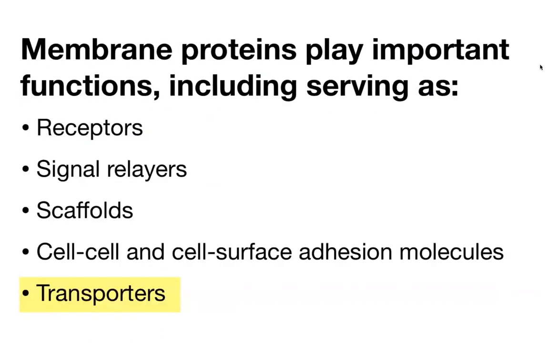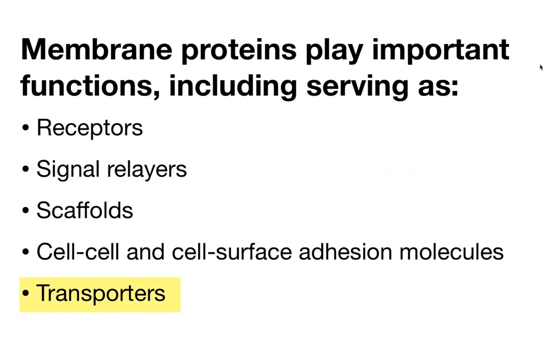There are a huge variety of membrane proteins, and they play all sorts of important roles. These include serving as receptors so they can respond to extracellular signals. And then some serve as signal relayers, so they can work with receptors to respond to those signals. They can also act as scaffolds to hold things together in the membrane, or hold membrane proteins in place, keeping them from diffusing too far.